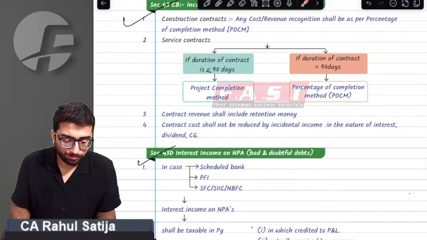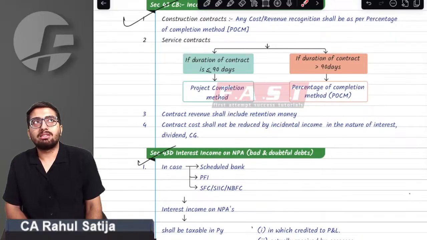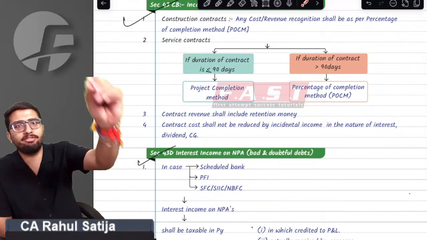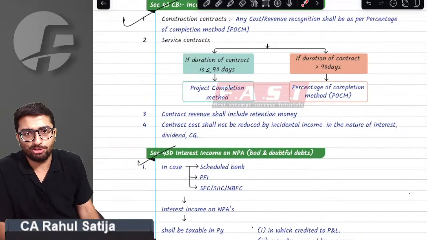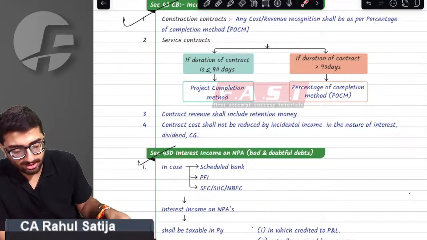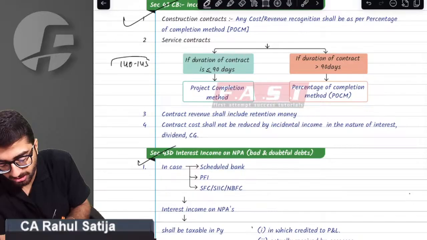Sir, example. For example, Sarthak sir asked me to teach a batch, say the CA final DT Safal batch. He asked me how many hours I am going to take. I said 140 to 145 hours I will be taking in the Safal batch.